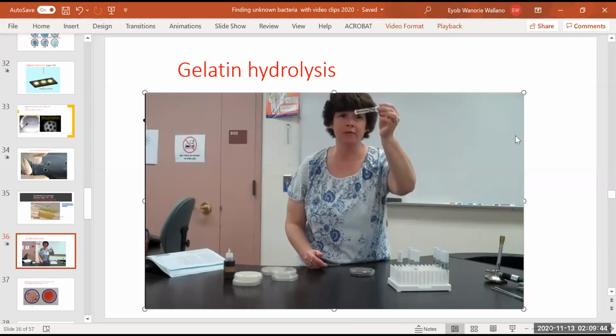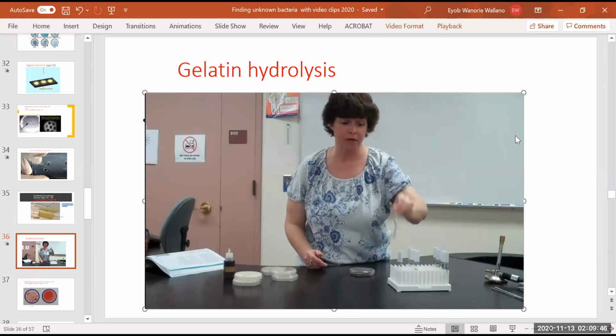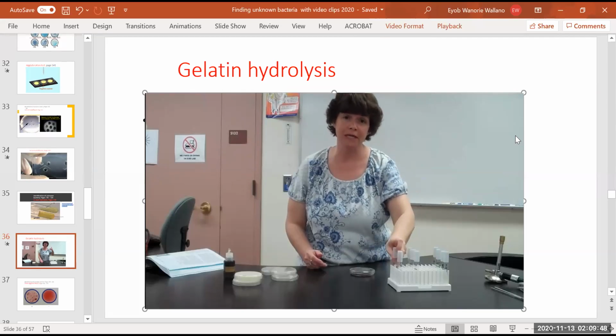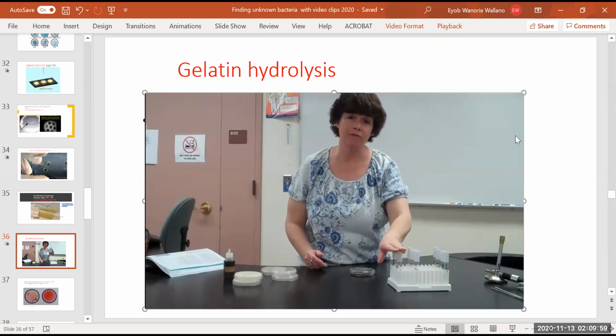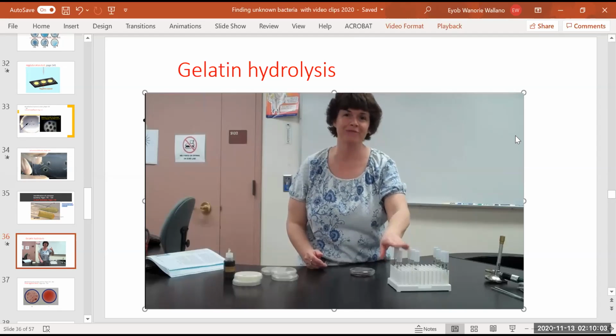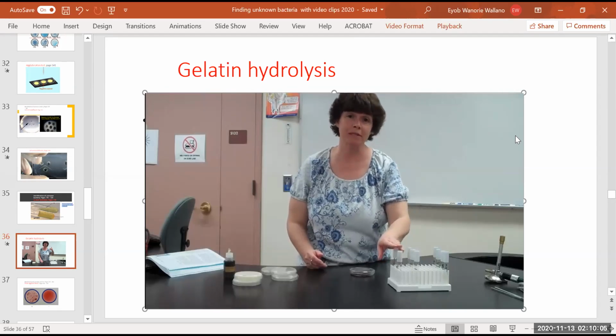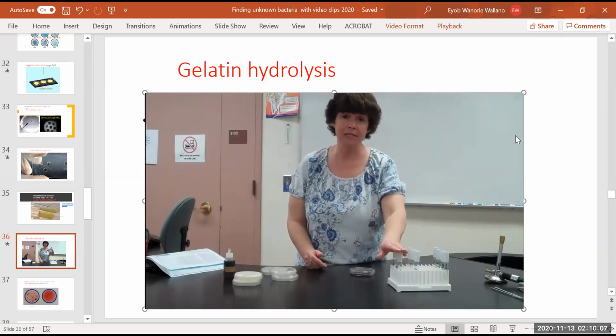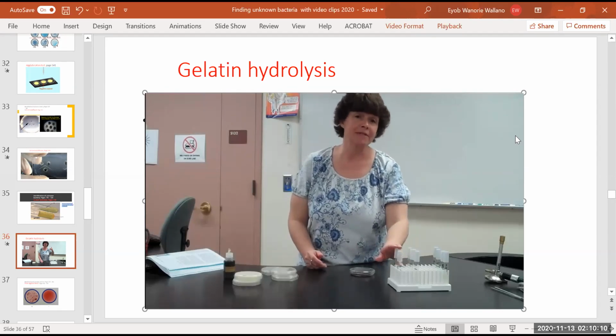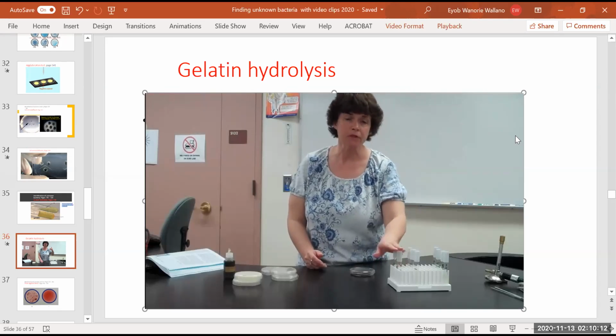If once refrigerated it remains a liquid, that's a positive result because the gelatinase has broken down the gelatin in the media. Okay, so for the gelatin tubes, we're going to put them in the refrigerator, wait, and then look to see if it becomes a solid in the fridge or if it remains a liquid. The other thing about this test, the gelatinase, is it can take up to 7 days for that result to happen.